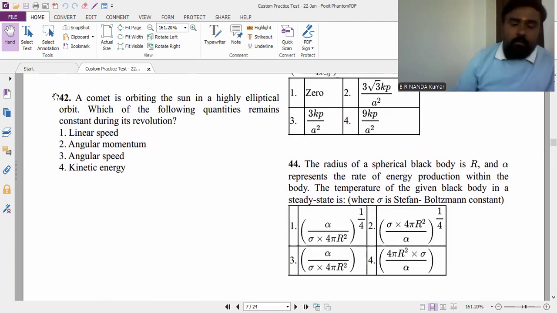A comet is orbiting the sun in a highly elliptical orbit. Which of the following quantities remains constant? That is angular momentum. This is based on Kepler's second law, so based on conservation of angular momentum. The second option is the right answer.